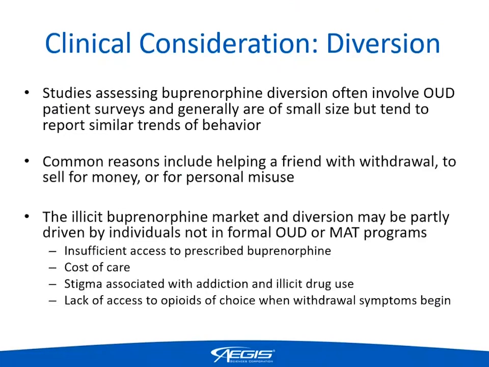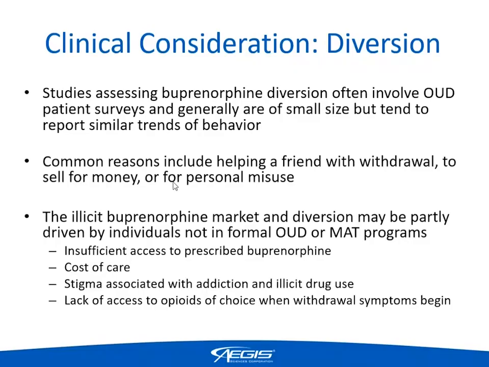So they are subjective in nature, but there are some commonalities between what has been observed in several of these studies. So people will admit that the reason why they divert buprenorphine is to help a friend or somebody in their social network who's experiencing opioid withdrawal. Maybe they can't get their opioid of choice at that period of time, and their friend or somebody they know, their family, is having withdrawal. So they give them or sell them some prescribed buprenorphine. They can sell the prescribed medication for money if they need it, use the money for whatever else they want, or it can be for personal misuse.